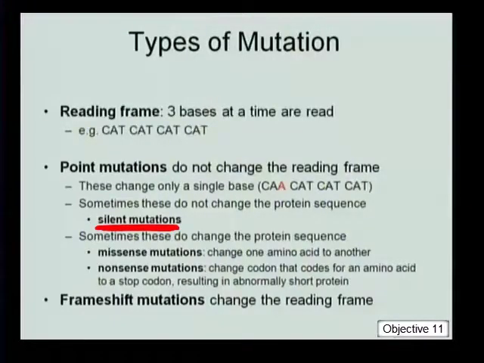But if they do change the protein sequence, again in a way that doesn't change the reading frame, just a single nucleic acid substitution that changes the protein sequence by changing where we are in the codon table, then we can call these missense mutations if they change one amino acid to another, or nonsense mutations if they change a codon which codes for an amino acid to a stop codon, which is going to result in an abnormally short protein.